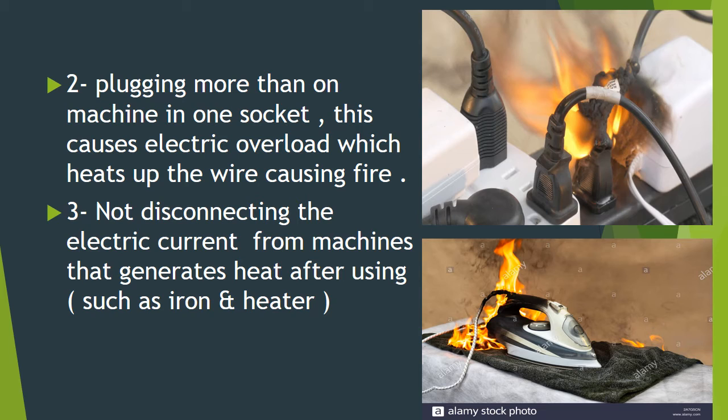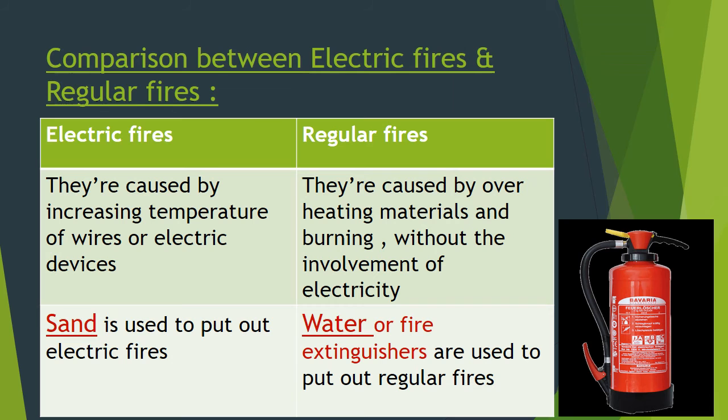Okay? Number three, not disconnecting the electric current from machines that generate or produce heat after using. Like what? Like the iron. After you finish ironing the clothes, you should unplug or disconnect the electricity from the socket of the iron, okay? But what if you leave it? It will cause a fire, exactly like the picture that you are seeing down on the right side, okay? So number three, not disconnecting the electric current from machines that produce heat after using, like iron and heater.